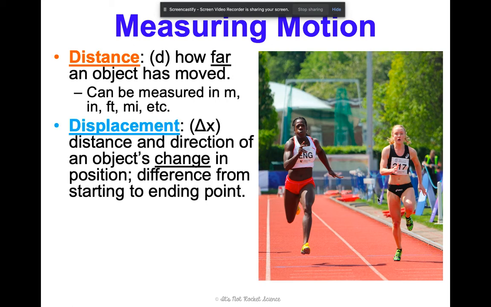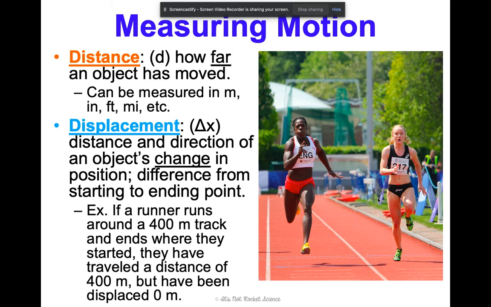Displacement is delta x, which means there's a change: a distance and direction of an object's change in position. It's the difference from starting to ending point, so you're subtracting most of the time. For example, if these runners run around a 400-meter track and end where they started, they have traveled a distance of 400 meters but have been displaced 0 meters.